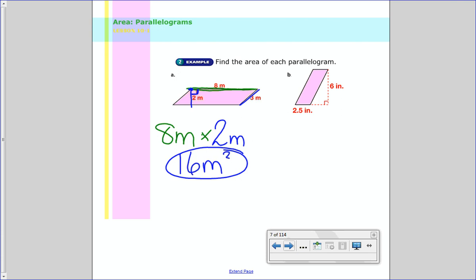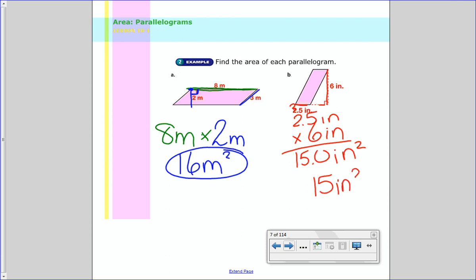All right, let's go ahead and try B. Well, my base here is still 6 inches, and my height, or I'm sorry, you could think of this as a base as well, 2 5/10, and then if you go outwards, the altitude is still 6. So 2 5/10 inches times 6, and I get 15.0, which is just really 15 inches squared.